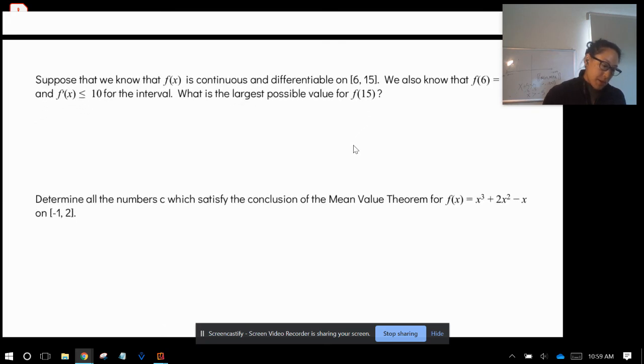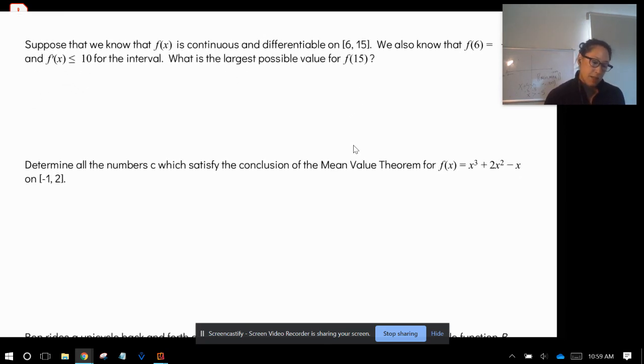All right, so suppose we know that f of x is continuous and differentiable on [6, 15]. Okay, so look, we already have our conditions here. We also know that f of 6 is equal to negative 2, and f prime of x is less than or equal to 10 for the interval. What is the largest possible value of f of 15? So I have my instantaneous rate of change, and I just have a value. So I can use the mean value theorem.